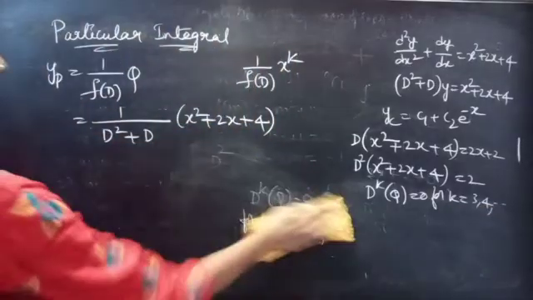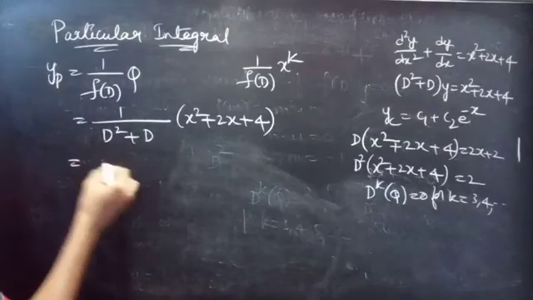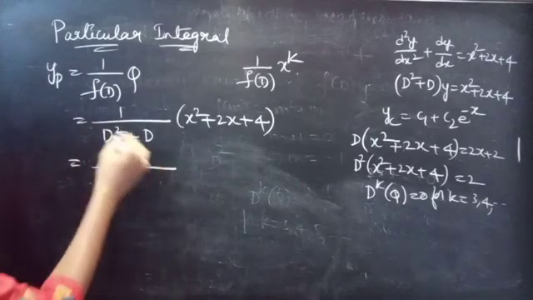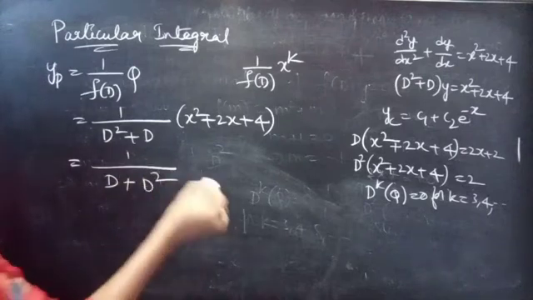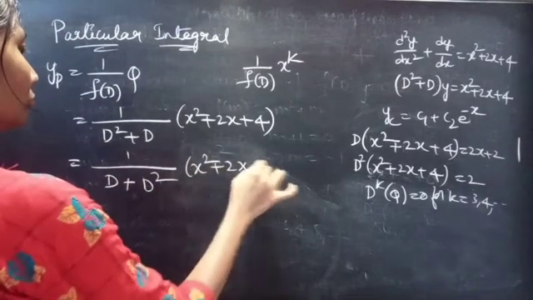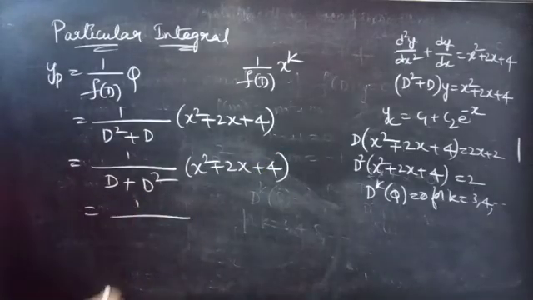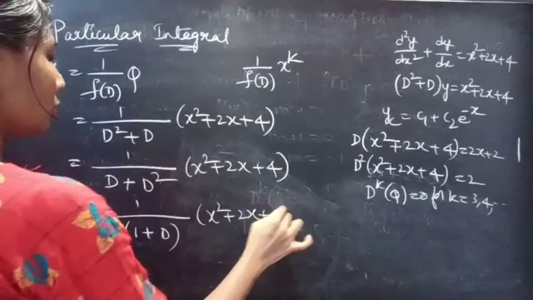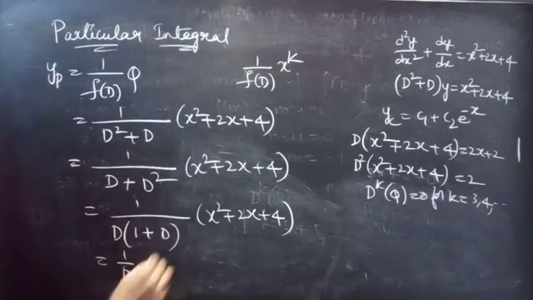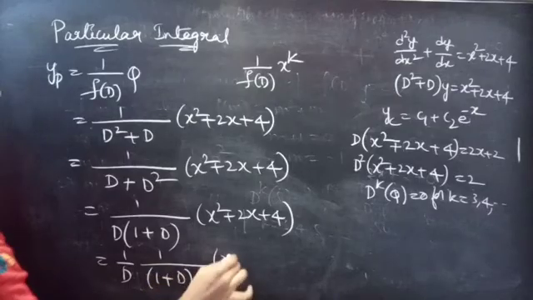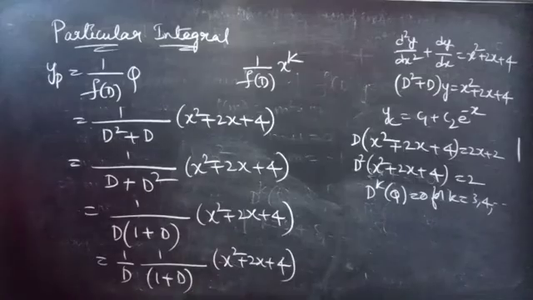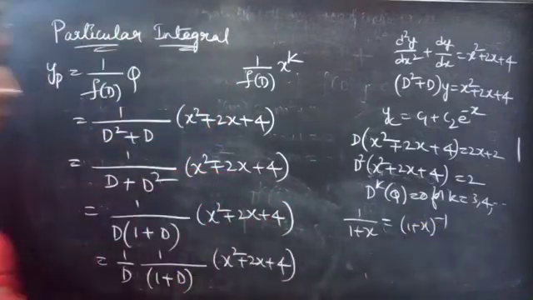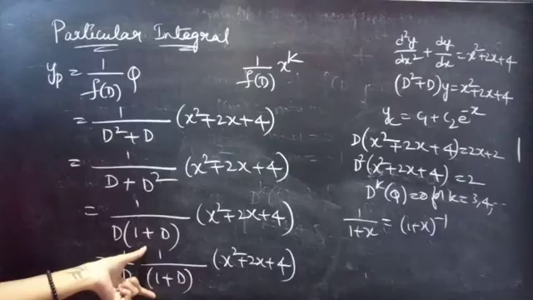Now, coming to yp, it is equal to 1 by, now take the lowest degree term common, okay? Or you can just write the terms in ascending order, d plus d square, for our convenience. Now, take d common so that you'll get d times 1 plus d into q. Now we can split this fraction as 1 by d into 1 by 1 plus d, right? We know that 1 by 1 plus x can be written as 1 plus x whole inverse. So we'll write 1 by 1 plus d as 1 plus d whole inverse.